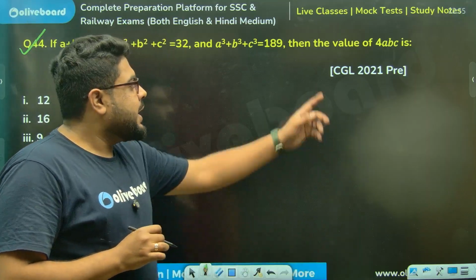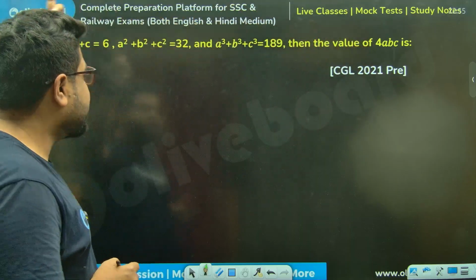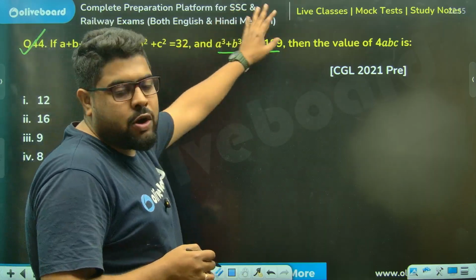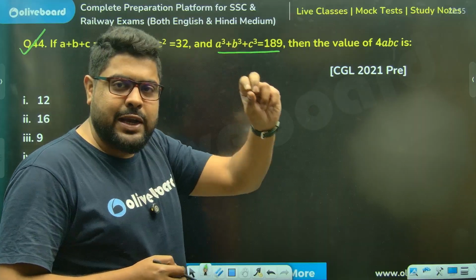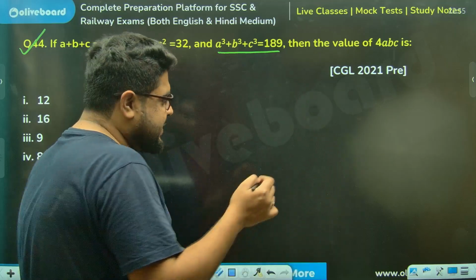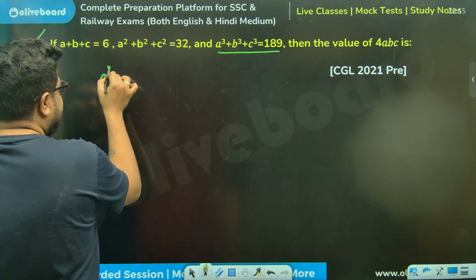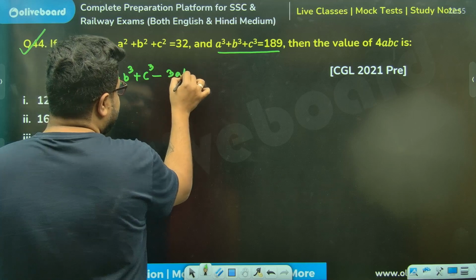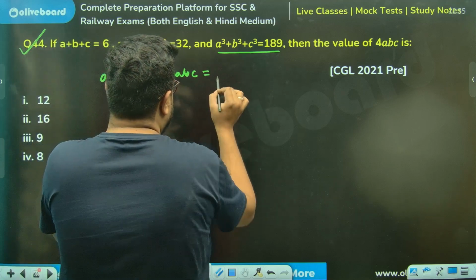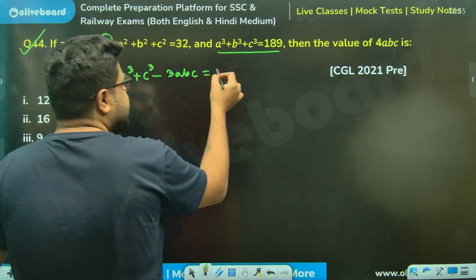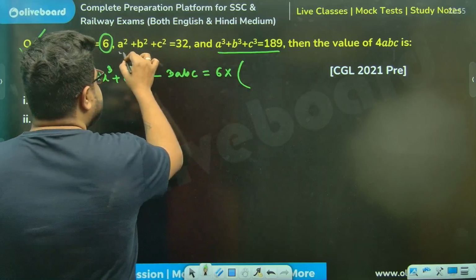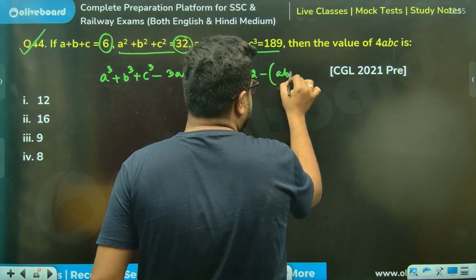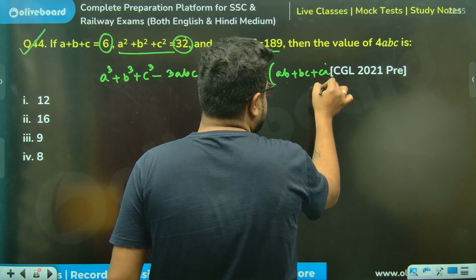This one let's do. They are asking the ABC value. Meaning, I'll figure it out, no worries. So a cube plus b cube, this is extra given. But again, you see, there is no formula for a cube plus b cube plus c cube. The only formula close to this is the one that we already know: a cube plus b cube plus c cube minus 3abc is equal to a plus b plus c. I'm putting the values directly: 6 into a square plus b square plus c square, 32, minus. Again, the same thing I don't have: ab plus bc plus ca, sir.